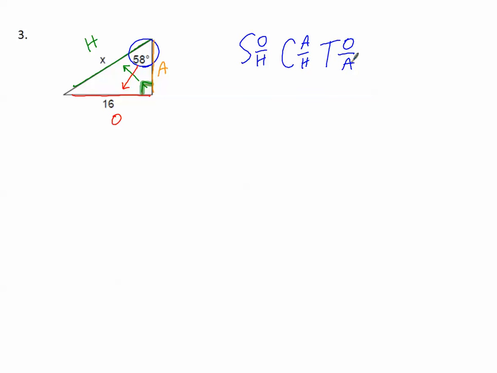SOH CAH TOA. Let's see. What I have is the 16. What I need is the x. O with h. That's O with h. So let's write our equation. Sine of 58 degrees, there's our angle, equals O over h. O is 16, h is x.